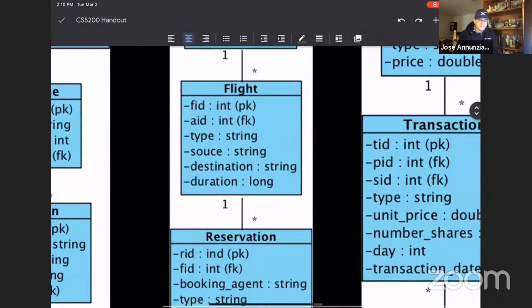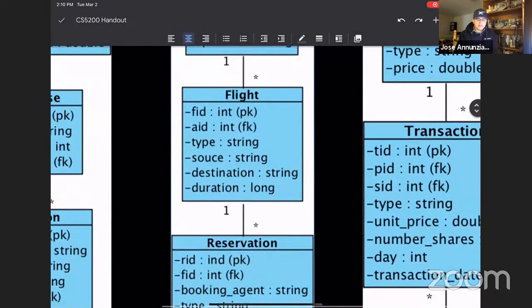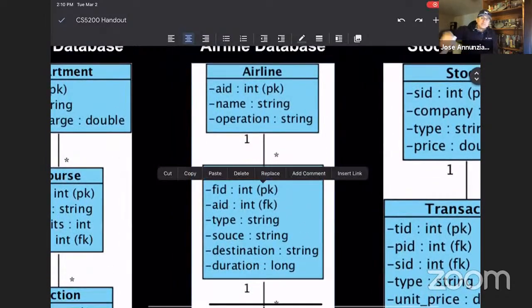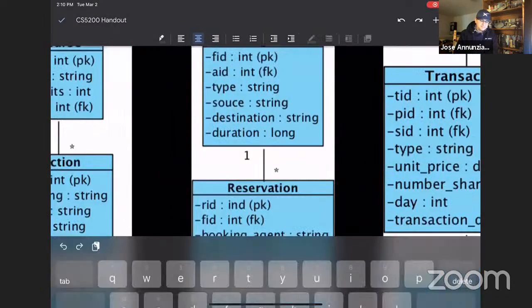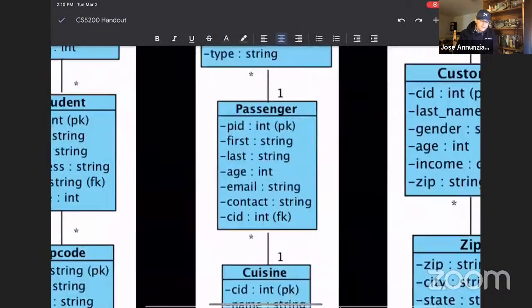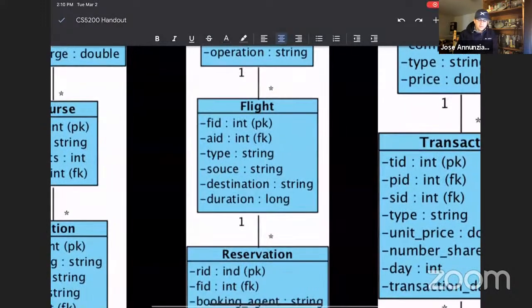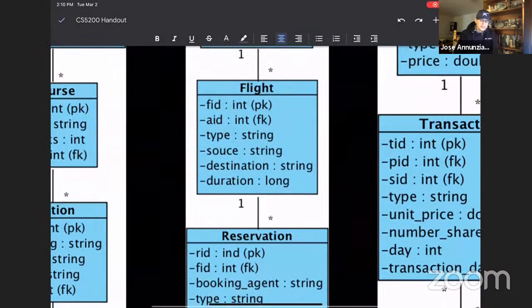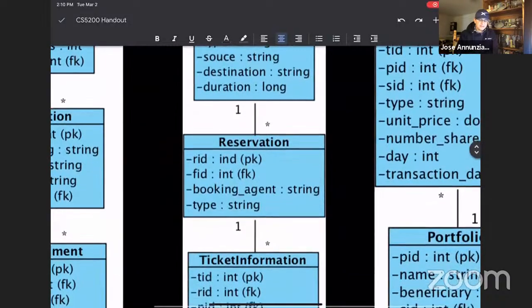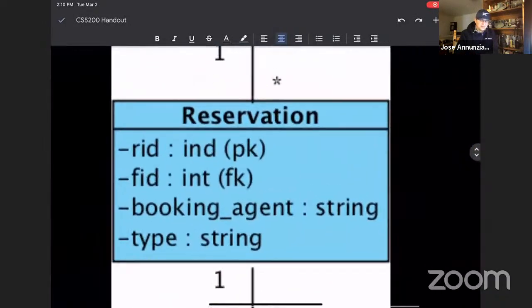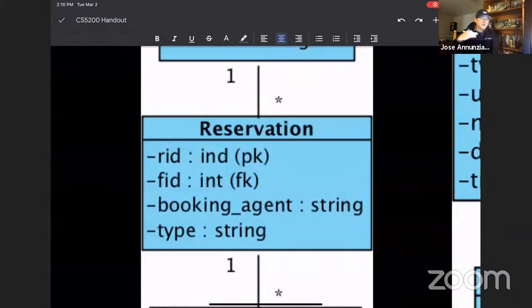We have the flight that has a primary key, and also notice that it has a foreign key that points to the airline. It has the type of flight, the source, where it's flying from, and it also has a destination string, right? That's where it's flying to. How long the flight is. It also has a reservation, right? That also has a primary key and a foreign key to the flight, right? So this is a reservation for a flight.